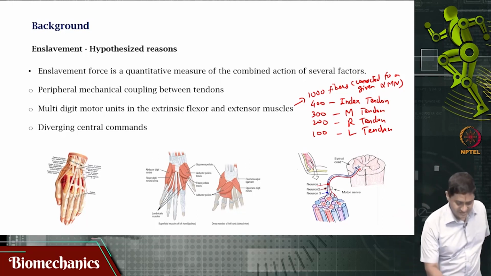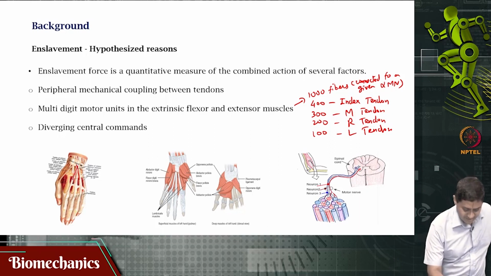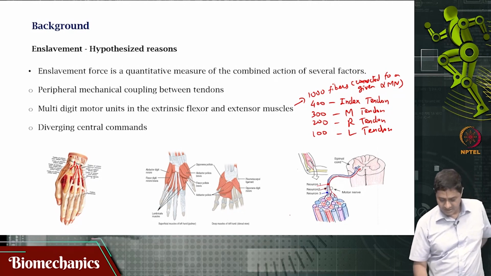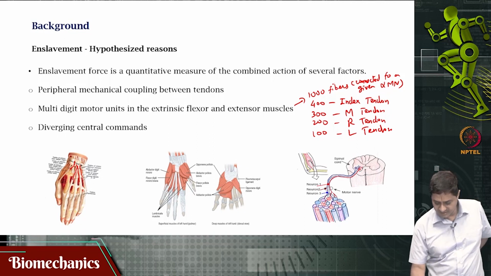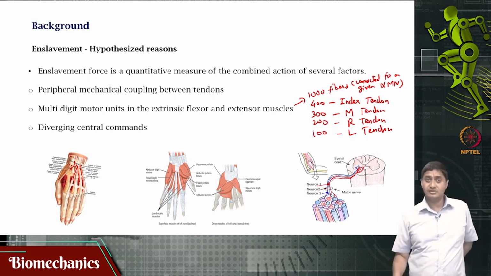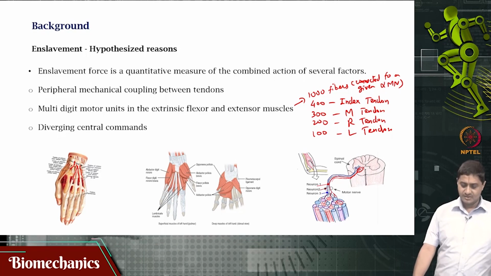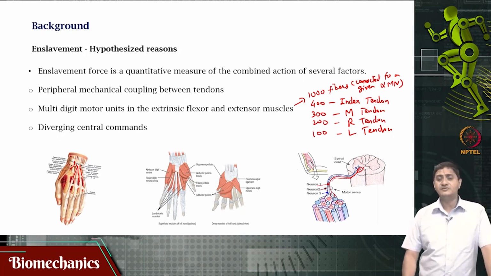So, the first cause is this, where the tendons may shear, for example, with respect to each other. The other cause is also the same, again showing the tendons, and this is the second cause where this motor unit is supplying different fibers that may connect to different tendons. These are the three hypothesized causes of finger enslavement.